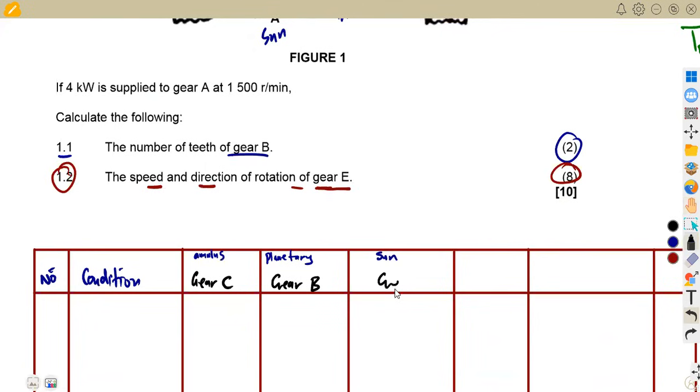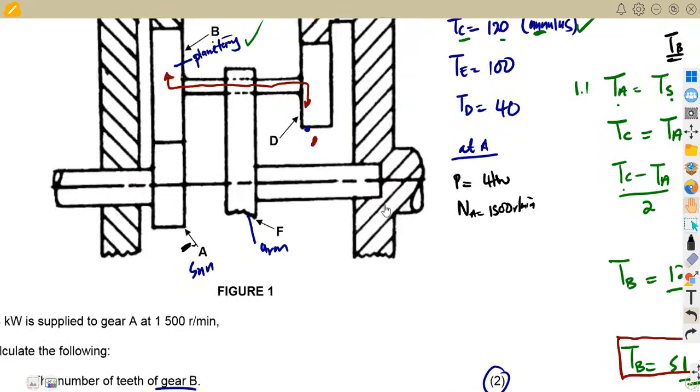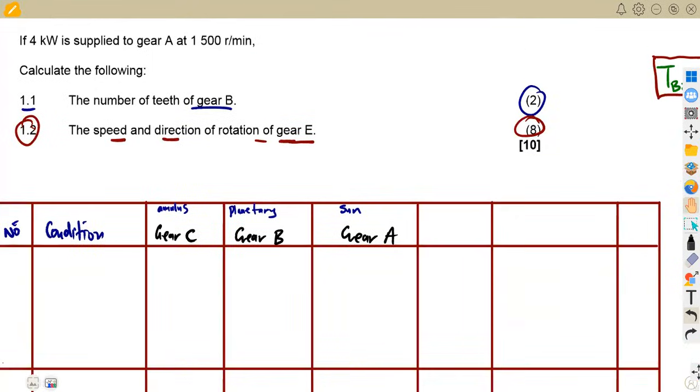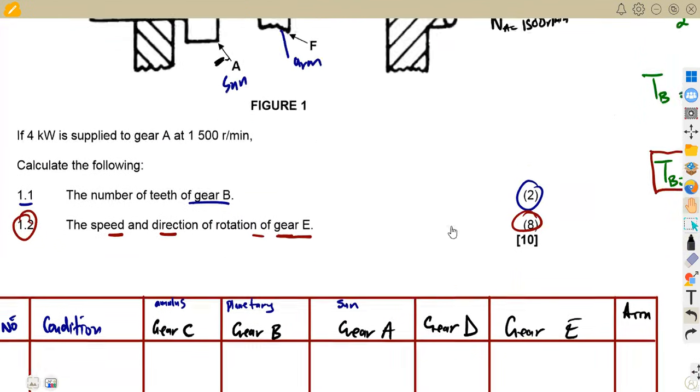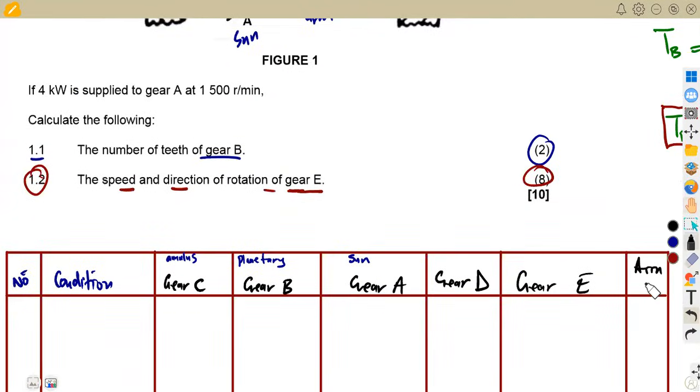All right, then the others, I can just write them in any order that are remaining. We are remaining with gear D and E in this case. Gear D, the one that we say is linked to B, so we've got D and E. So we're going to have gear D and also gear E in this case. And also we have got the arm, which is F. So our arm there is at F. All right. So that is it.